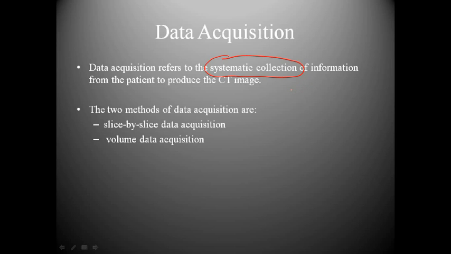There are two methods of data acquisition, and we saw that before: slice-by-slice data acquisition or volume data acquisition. Based on new technology, everything has gravitated more towards volume data acquisition because of many benefits: the speed at which it's acquired and the number of images that can be reconstructed, such as MPRs, 3D volume, MIPs, things like this. Typically, we're seeing that volume data acquisition is the most prevalent now.